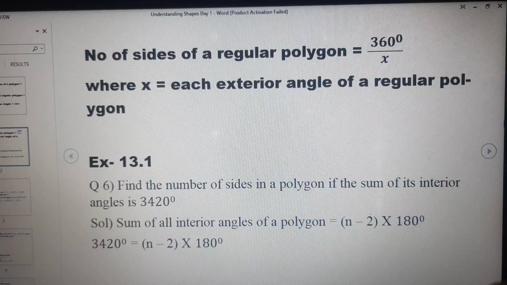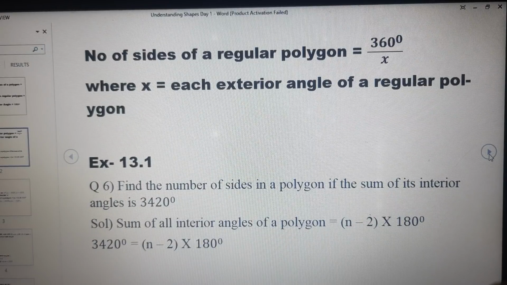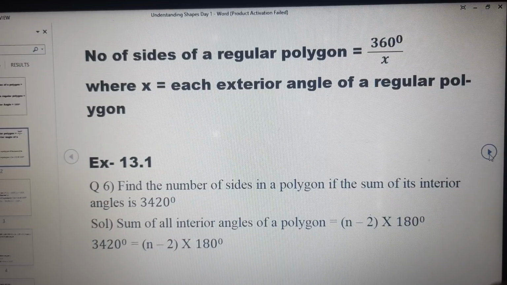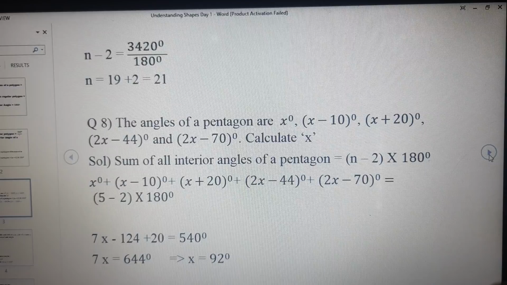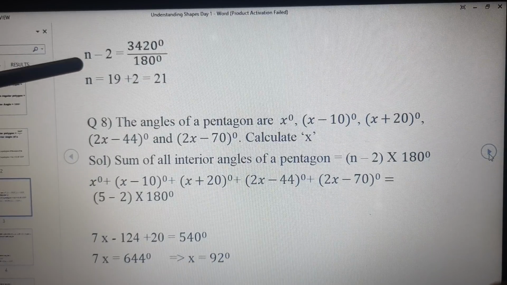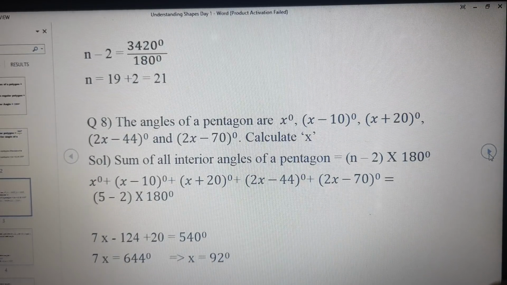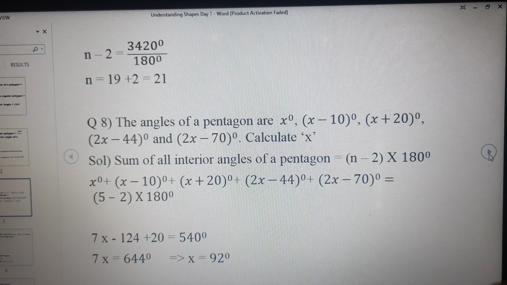3420 is equal to (n minus 2) into 180 degree. 180 degree will come in division. We'll get 19 when we cancel. 2 will be transferred to the other side, minus 2 becomes plus 2. Number of sides are 21.